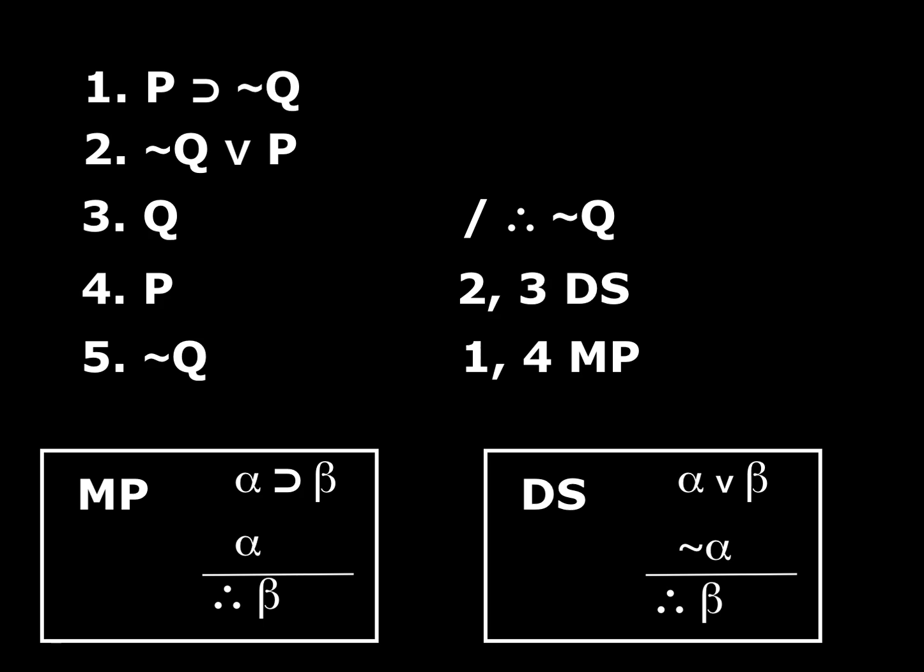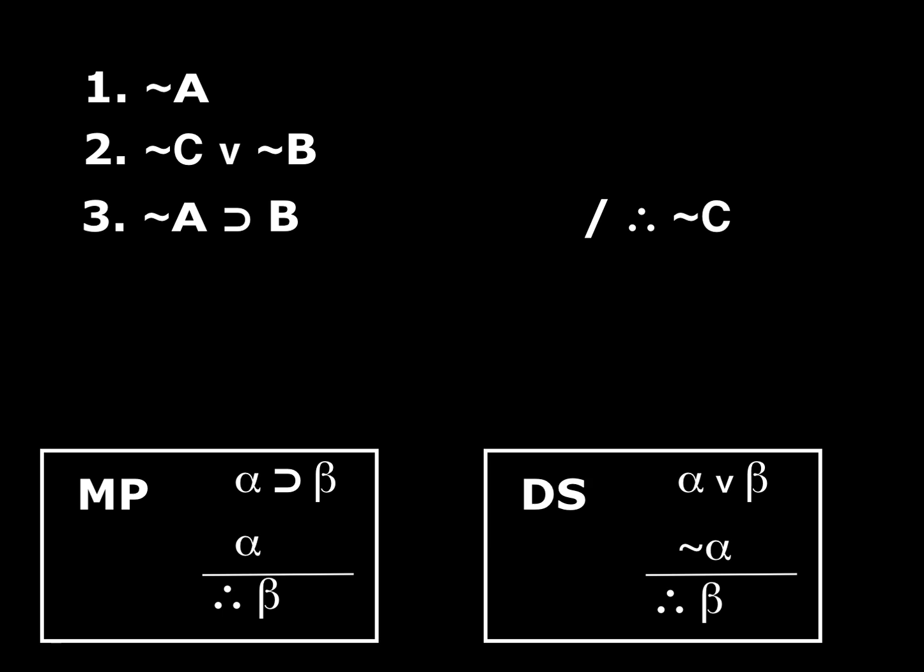Okay, let's do another example. 3 premises, conclusion is not C. Again, I'm going to keep my rules down here just as a reminder because I don't have them memorized yet. I'm new to doing proofs. I'm just learning these, so I'm going to keep them there as long as I need them while I'm practicing proofs. And again, you'll see eventually you're going to stop having to refer to those because they'll just get worked into your brain through use.